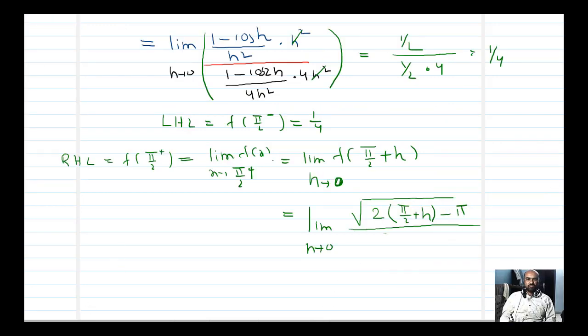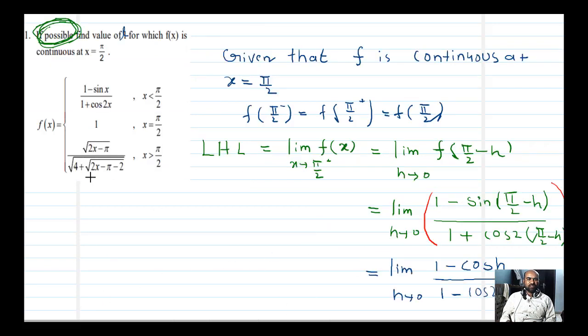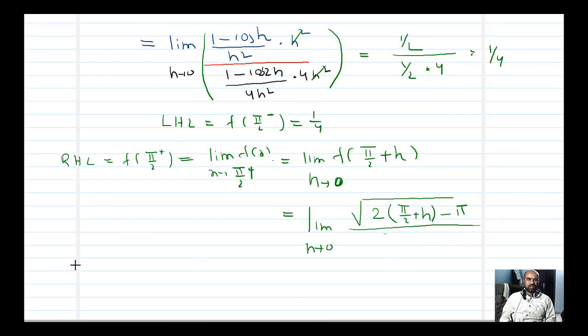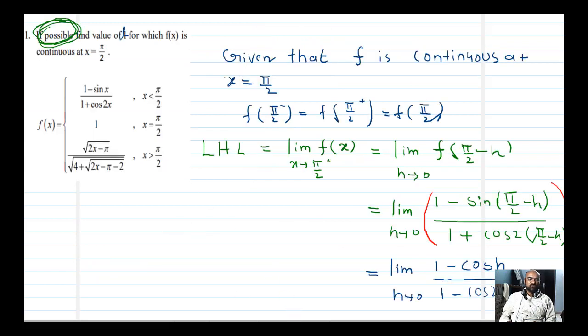What is the denominator? Again I will write here root over 4 plus root over 2x minus pi. Due to a printing mistake, students, this root should be outside. So here no root, you should correct it in your book also: root over 4 plus root of 2x minus pi outside, minus 2, like this. Okay, what should I write instead of x? Pi by 2 plus h. So here only I will write.